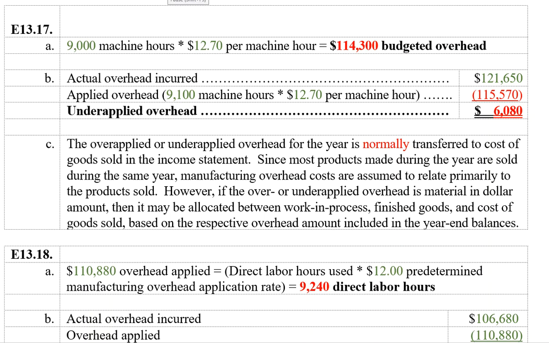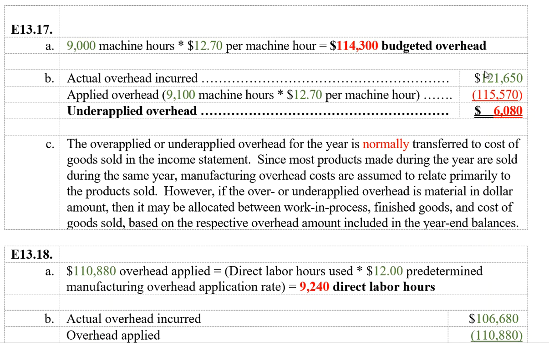Okay, in this problem, we are already given our predetermined overhead rate, and then we're asked in A to take 9,000 machine hours and try to determine just how much our budgeted overhead was. So we've done that here with 114,300. Now what I've done is I put in green what they've given us, and I put in red what you're calculating.